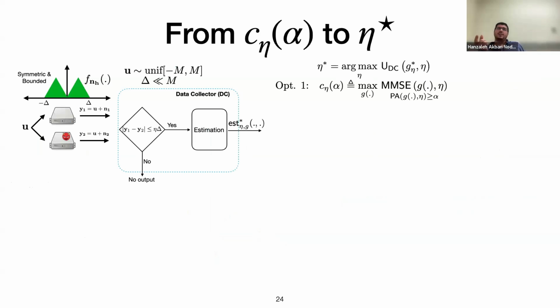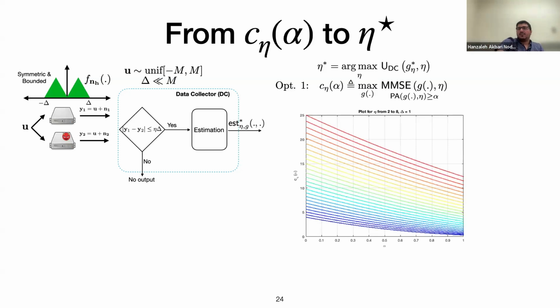Now I'm going to talk about how we can calculate eta star. I'm going to talk about result 1, which, by having access to the result of optimization 1, which is C of eta of alpha, shows how we can find the best response of the data collector and the best response of the adversary.